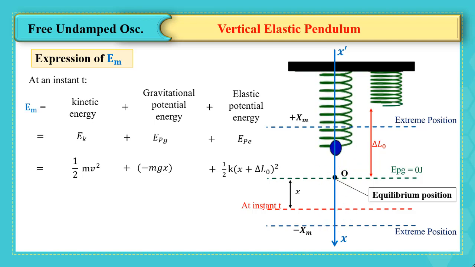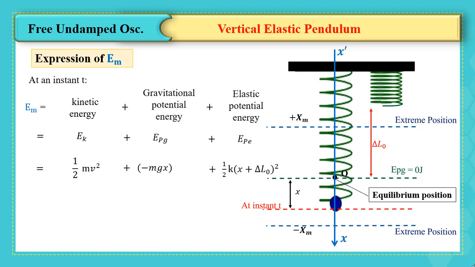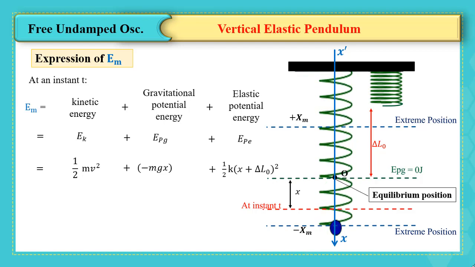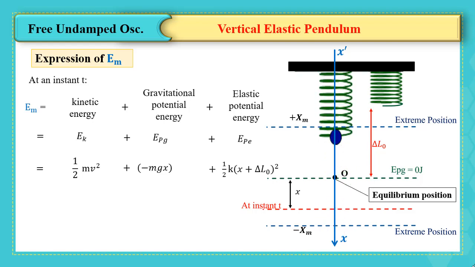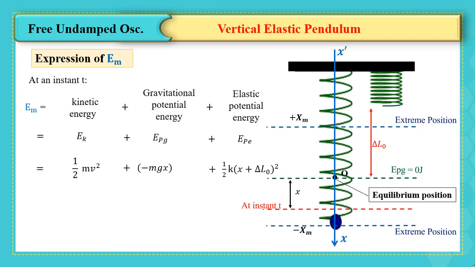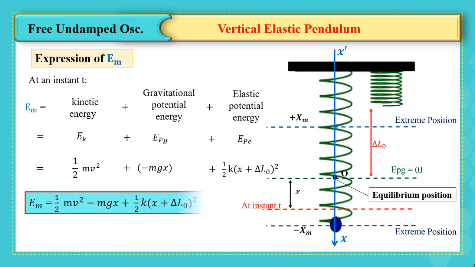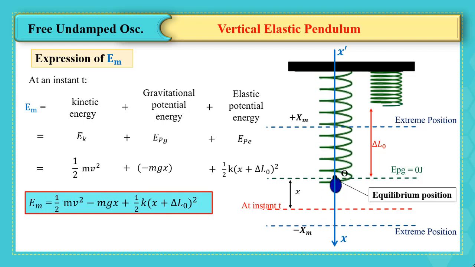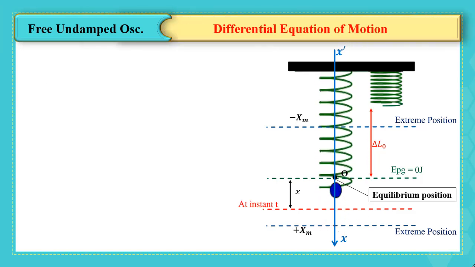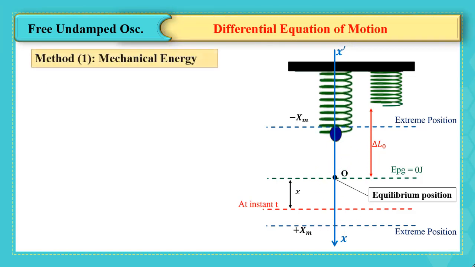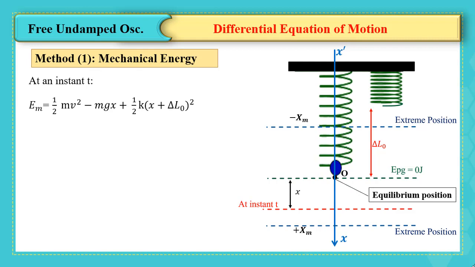You should practice all these steps by yourselves in order to find the expression of the mechanical energy at any instant t. We said before that if we want to study the motion of any oscillator, we should find the differential equation, then its solution. Now we're going to start with the first method in order to find the differential equation, which is the method of mechanical energy. We said that the mechanical energy at any instant is half mv squared minus mgx plus half k into x plus delta L0, all of it squared.